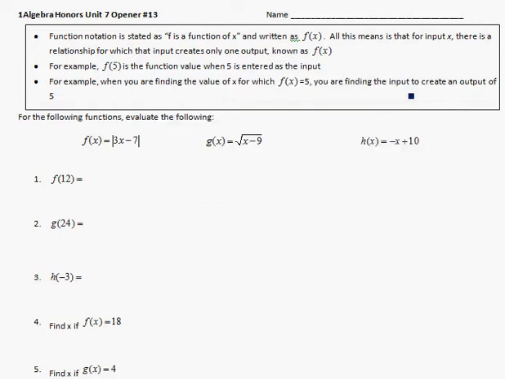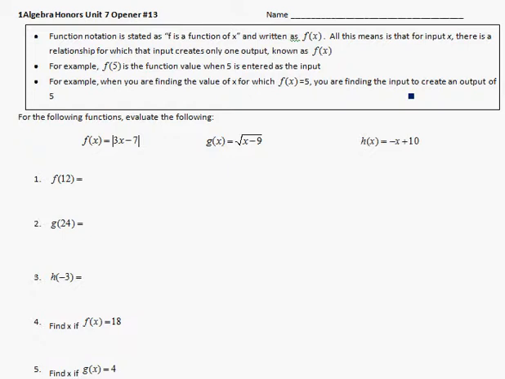In Unit 7, opener number 13, you are asked to work with function notation. This is one of the most important parts of working with functions and can often be confusing to students. Function notation is stated as f is a function of x and written as f of x. All this means is that for input x, there is a relationship for which that input creates only one output, known as f of x.